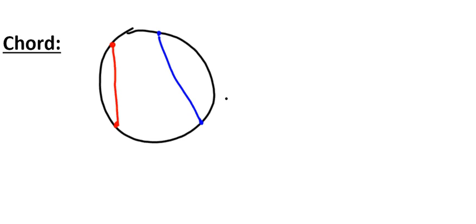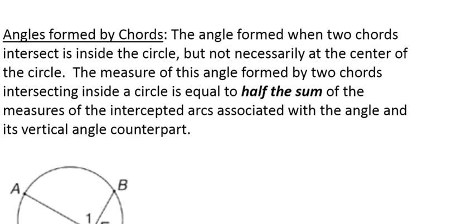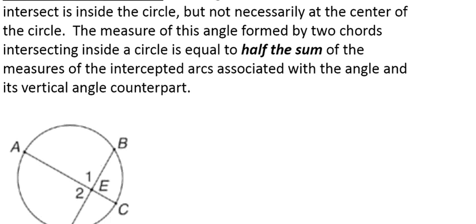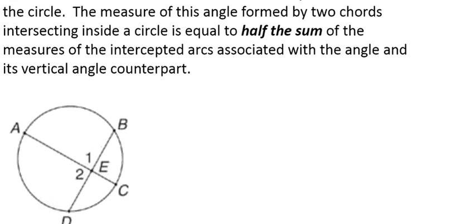Alright, anytime we have angles that are formed by chords, it's going to be inside the circle, but unlike the central angle, not necessarily at the center of our circle. Now the measure of this angle that's formed when two chords intersect is equal to half of the sum of the measures of the intercepted arcs that are associated both with the angle and with its vertical angle counterpart.